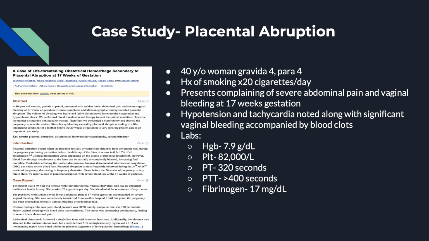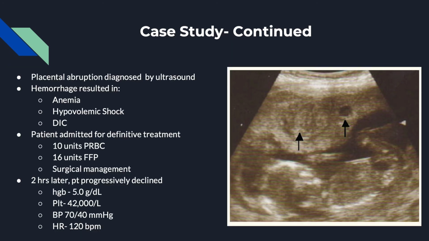Hypotension and tachycardia were initially noted along with significant vaginal bleeding accompanied by blood clots, and her initial labs were a hemoglobin of 7.9, platelets of 82,000, a PT of 320, a PTT greater than 400, and a fibrinogen of 17. So she is definitely experiencing some DIC at this point. Upon ultrasound, a placental abruption was diagnosed. The hemorrhage associated with the abruption resulted in anemia, DIC, and hypovolemic shock.